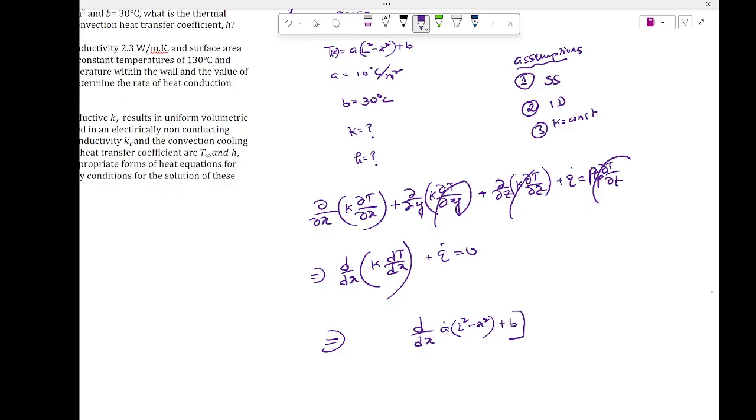Don't get scared by seeing this equation, because you know all of them except x. L you know, A you know, B you know. You know everything except x. So this k will come here. You have d by dx, plus.